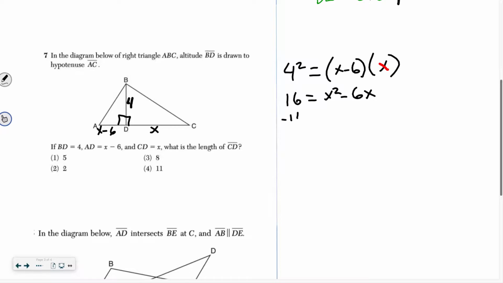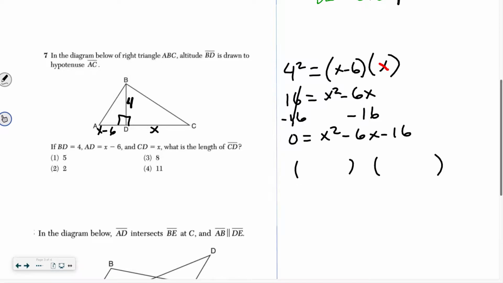So minus 16 on both sides. This piece goes to 0. This piece goes to x squared minus 6x minus 16. And now we have to factor. Remember, factoring looks like this. If you don't know how to factor, go back and look on YouTube on how to factor.